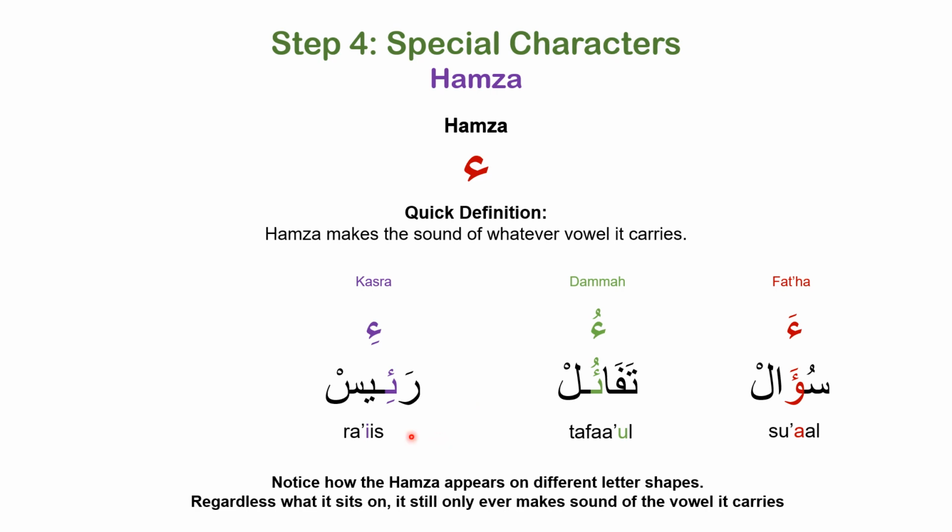So here we say ra, I, ra, I. And then obviously ya is extending the kasra because it's a long vowel here. So the word becomes ra'is.